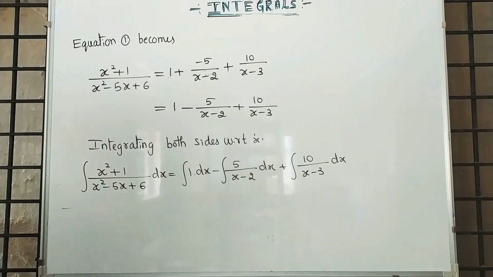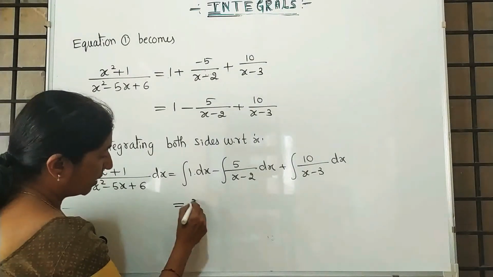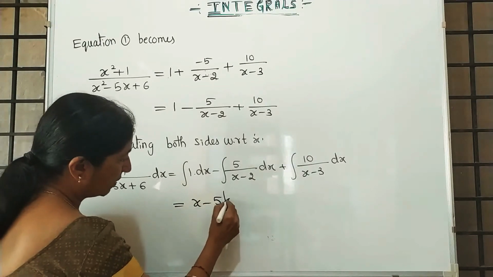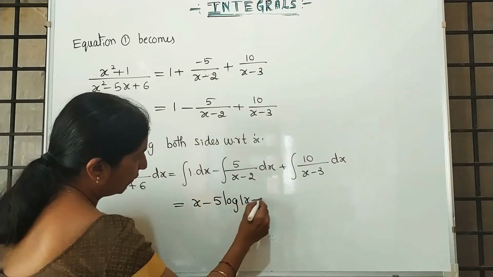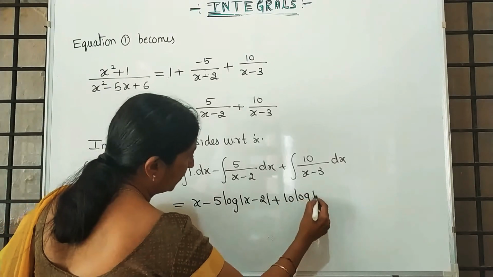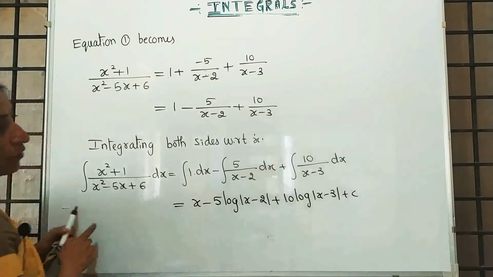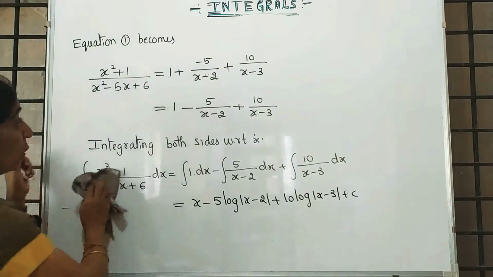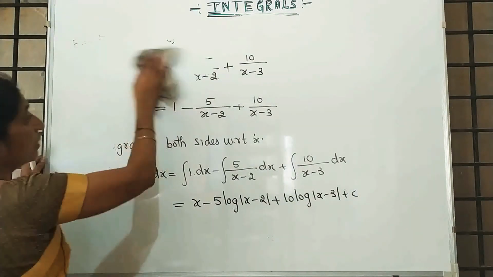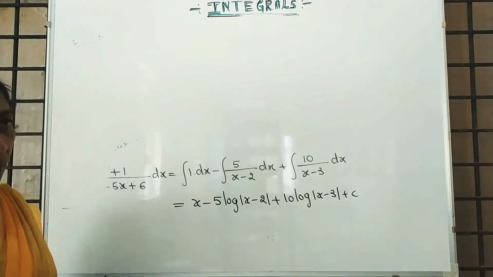Now write down the integration. What is the integration of 1? Integration of 1 is x, minus 5 as it is log of x minus 2, plus 10 into log of x minus 3 plus c. So with this I explained all the methods of partial fraction. Now I am moving to exercise 7.5.